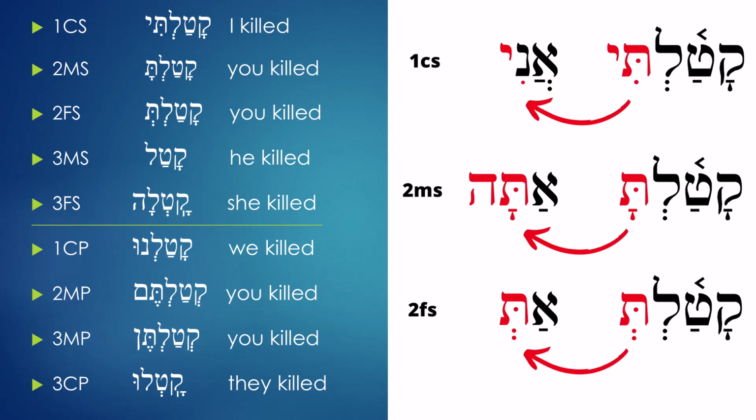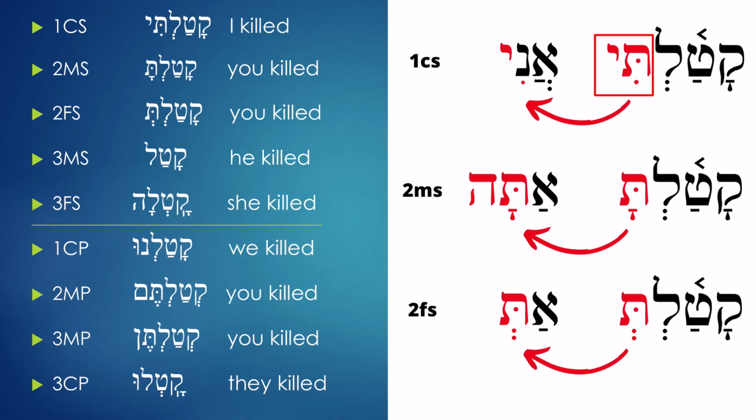And that's why I said that the suffix tells you who did the action. That suffix that you add is going to tell you who did the action, while the root gives you the core meaning. The root tells you what action, and the suffix tells you who did the action. So what action? Killing, katal. So who killed? I killed. Katalti, I killed. Ani, I.